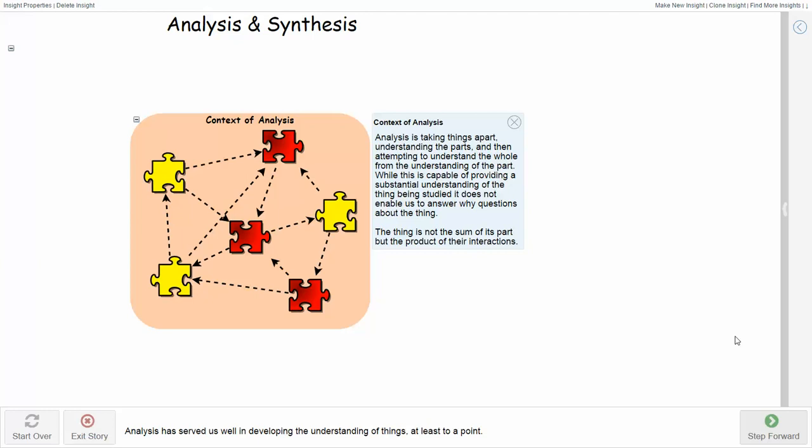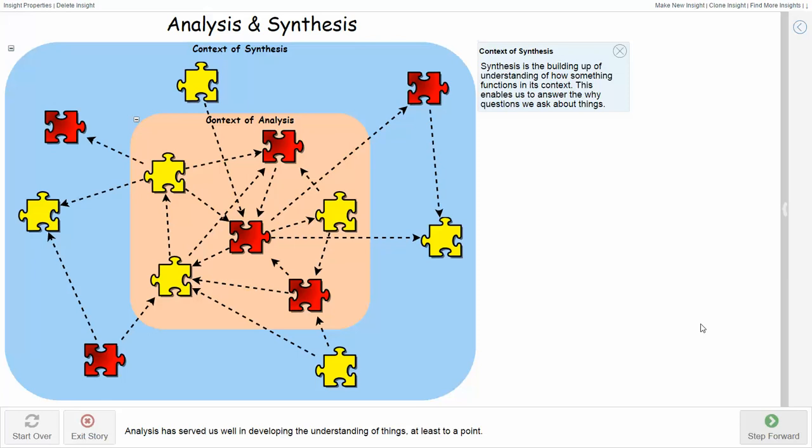The difficulty with analysis is that it does not allow us to answer the why questions about things. Not until such time as we study something in the context of its operation to understand how it does what it does, or why it does what it does. Something called synthesis, by actually taking something and understanding how it functions in a larger context to understand its purpose, are we then able to answer the why questions about something.